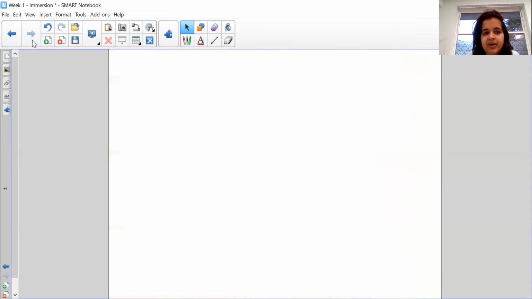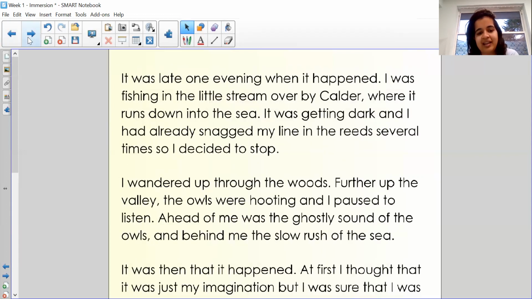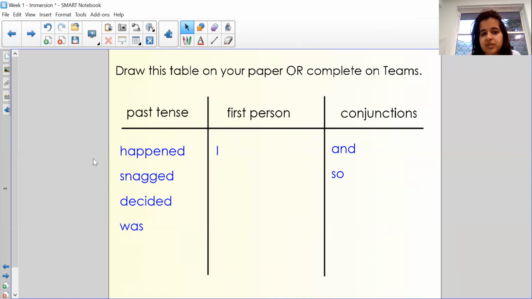Okay, but just remember, past tense is something that already happened. First person uses I or we. Conjunctions join two ideas together. So anytime you think there's a joining word that extends a sentence, it is a conjunction, okay? And we've talked about them in class. So and, because, so, if, or, but, although, all of those are conjunctions. All right? So this is what your table should look like for the first paragraph, and then you can do the rest as well by yourselves.